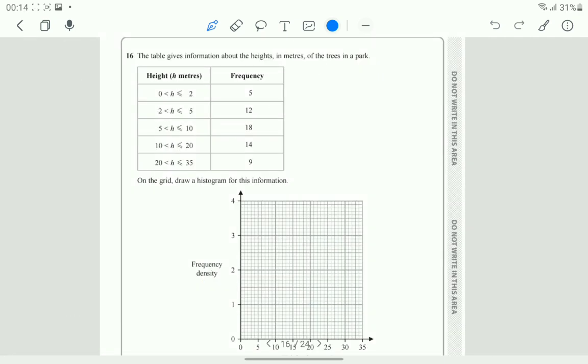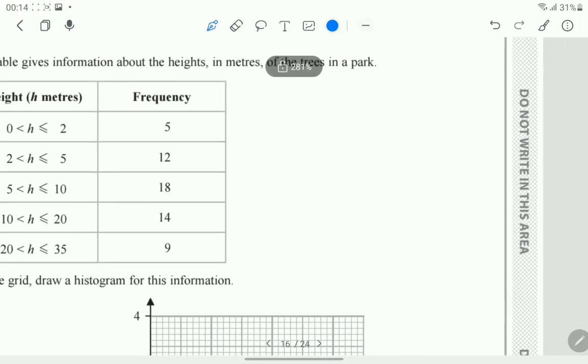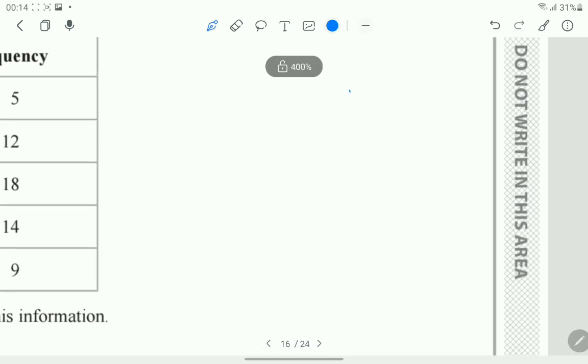Boys and girls, in question 16 we have a question about, let's read it. The table gives information about the heights in meters of the trees in a park. We have height and frequency on the grid. Draw a histogram for this information. Note that we do not have frequency, we have frequency density. The formula for frequency density is class width over frequency.